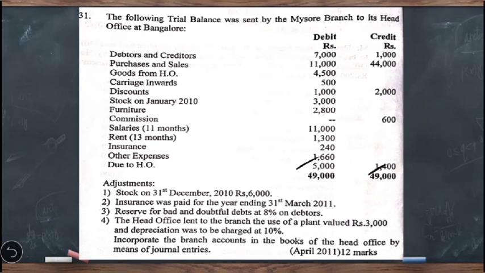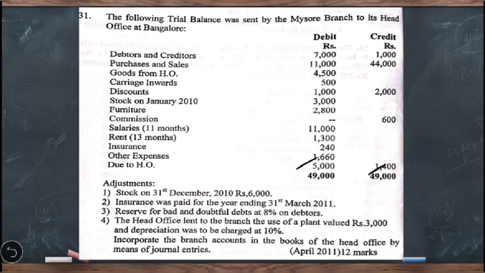The requirement given in the question is to incorporate the branch accounts in the books of head office by means of journal entries. As we discussed in the theory part, incorporation is nothing but, on the receipt of a copy of the trial balance, the head office will incorporate all the items found in the trial balance by preparing the branch trading and profit and loss account and also the branch account.